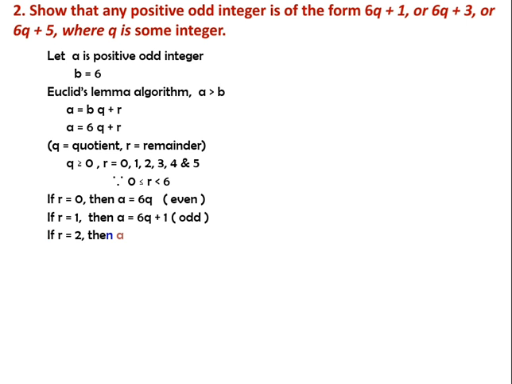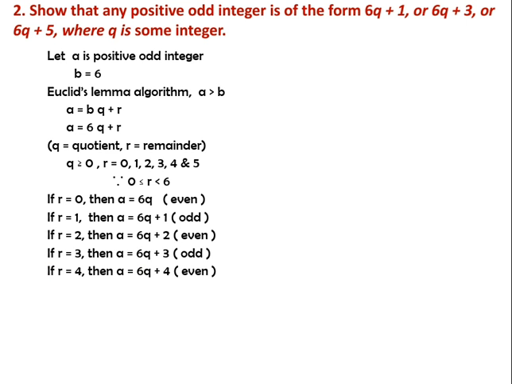Substitute r equal to 2 in a. Then a equal to 6q plus 2 is divisible by 2. So a is a positive even integer. Then r equal to 3. Then a equal to 6q plus 3 is not divisible by 2. So a is a positive odd integer. Then if r equal to 4, a equal to 6q plus 4, that is even integer. r equal to 5, a equal to 6q plus 5, that is odd integer.